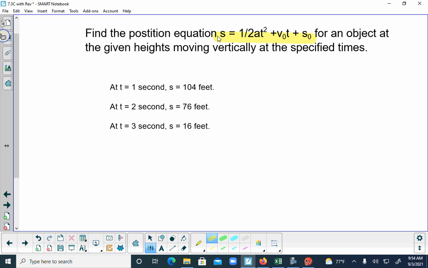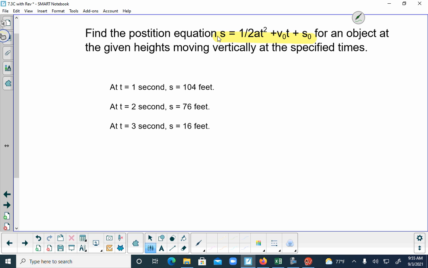So no physics people in here? Can't take physics yet. That's sad. But I'm going to tell you the S stands for the height at a given point in time. T is time. V sub 0 stands for your initial velocity, and S sub 0 stands for your initial height. So I am going to solve for my A, my V sub 0, and my S sub 0. You with me, John? Absolutely. So I have 3 ordered pairs, because I have 3 unknowns, and I have to have 3 to make it a square system.